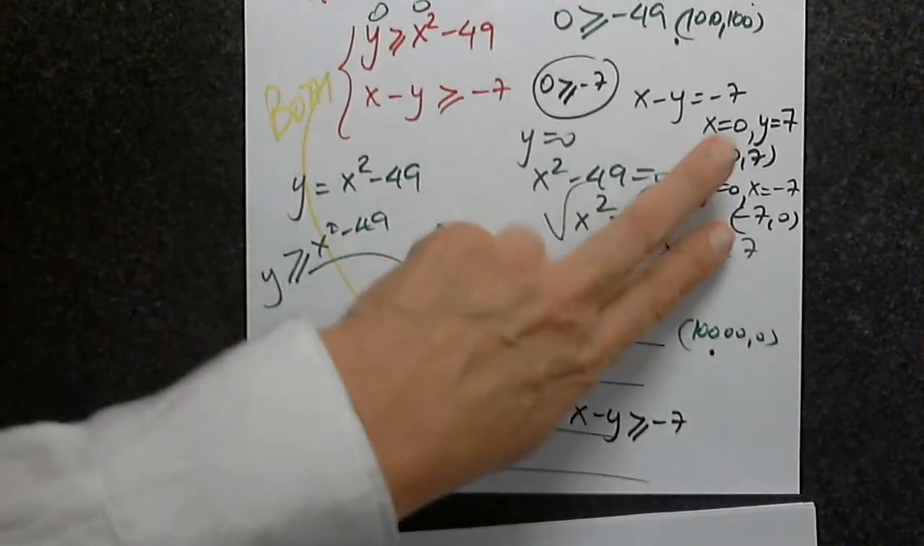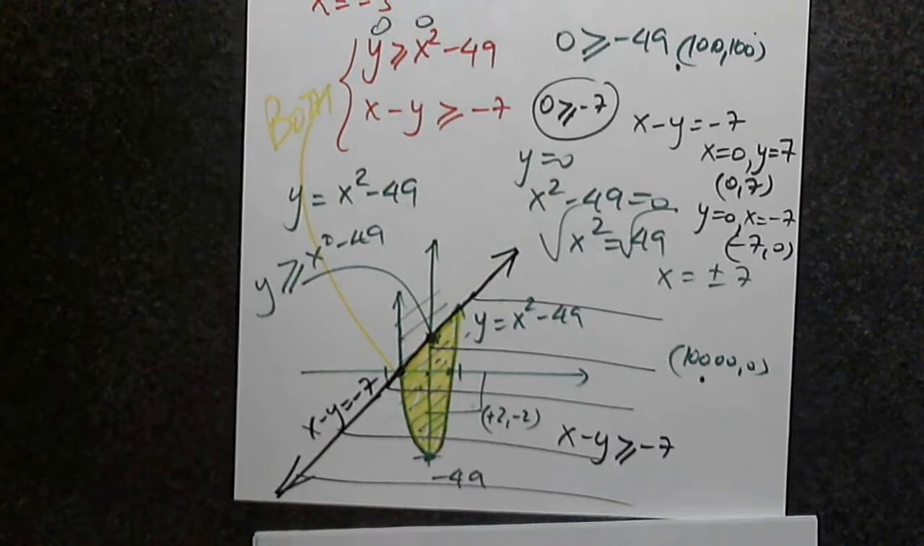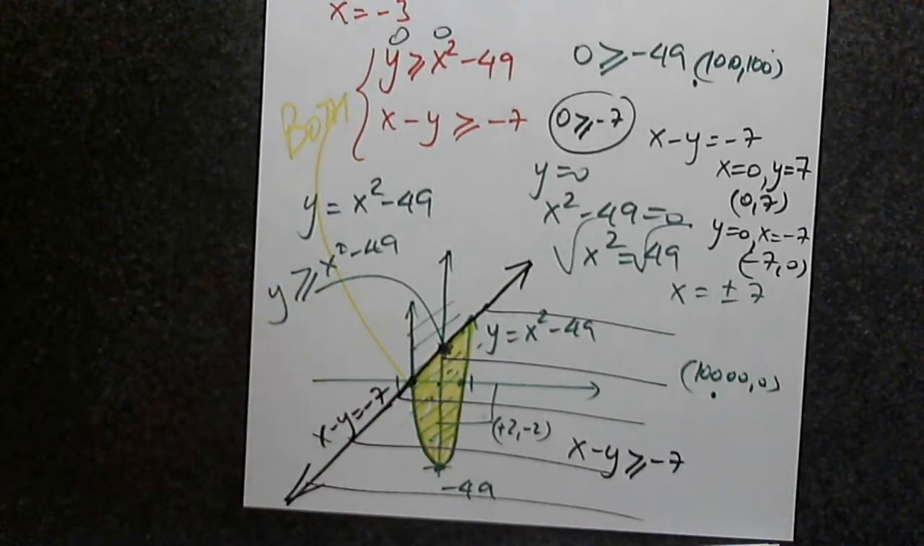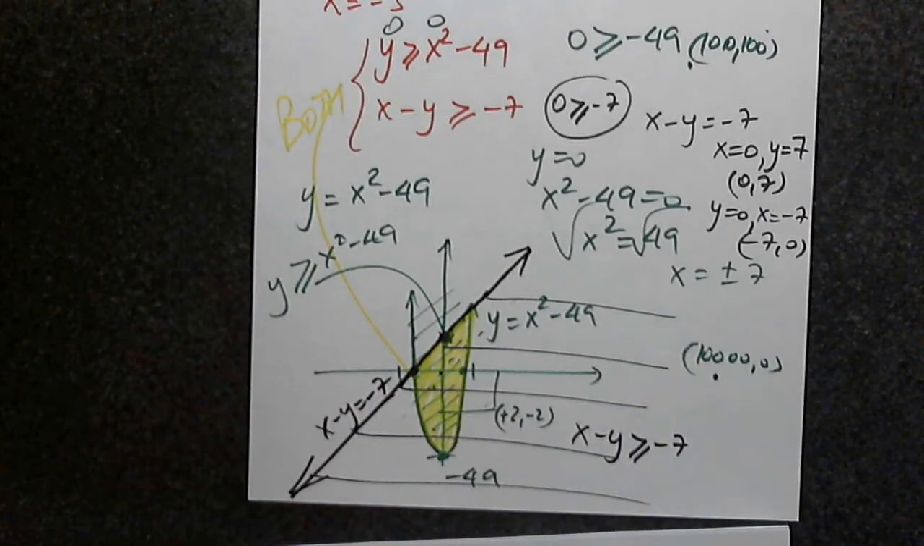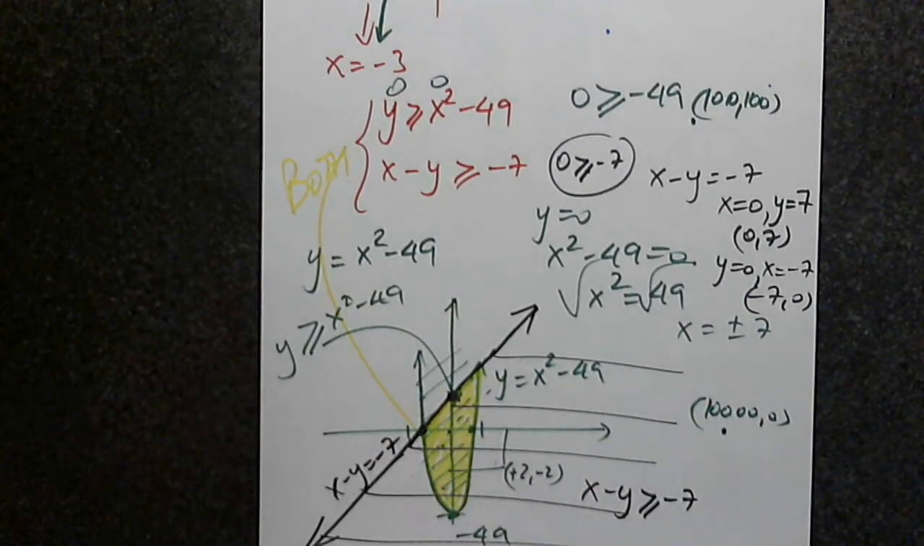I mean, finding the x and y intercepts, this should always be the case. We always look for the x and y intercepts. So that's all we did. We looked for the x and y intercepts and we graphed accordingly. If it's a parabola, we graph the parabola. If it's a line, we graph the line.